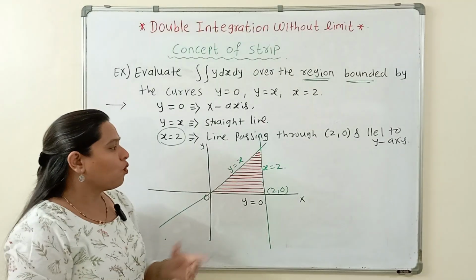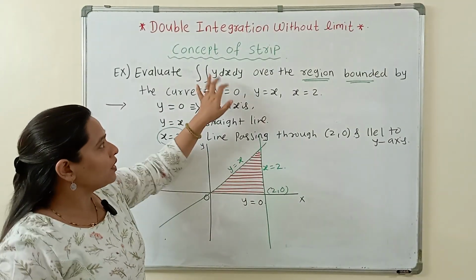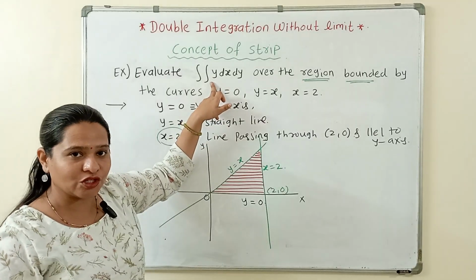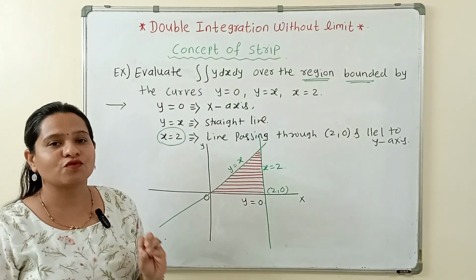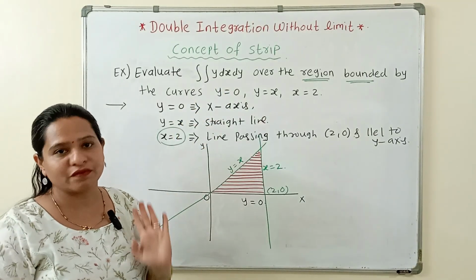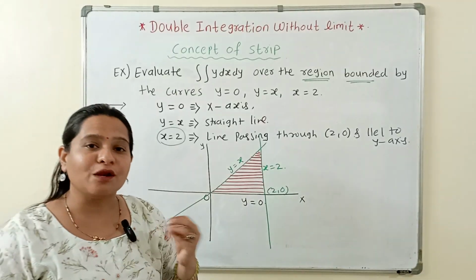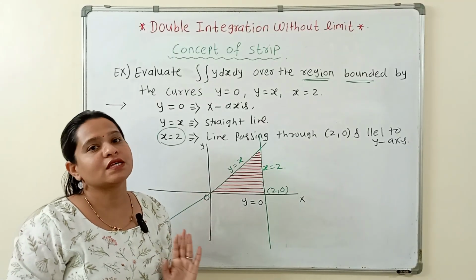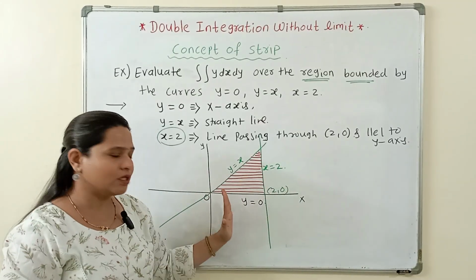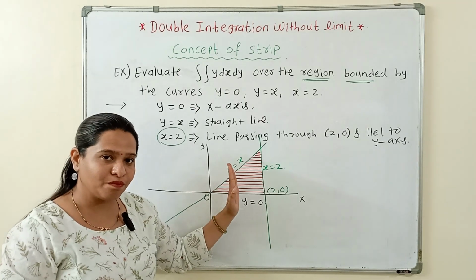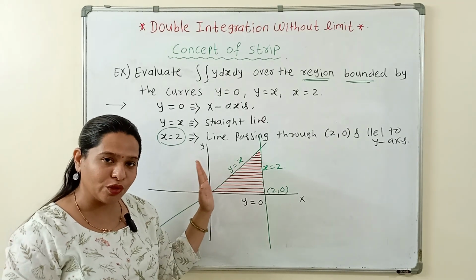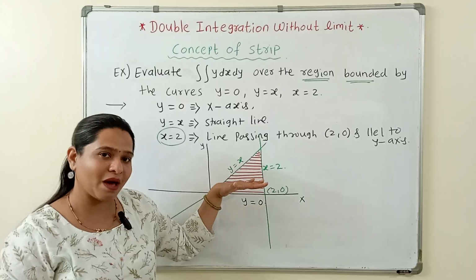Okay, now over this region, to evaluate this double integration, the first important task is what? We have to calculate the limits of the given integration. And to calculate that, here we will use the concept of strip. So over this region, either you can take a vertical strip, means the strip parallel to y-axis, or you can take a horizontal strip, means the strip parallel to x-axis.